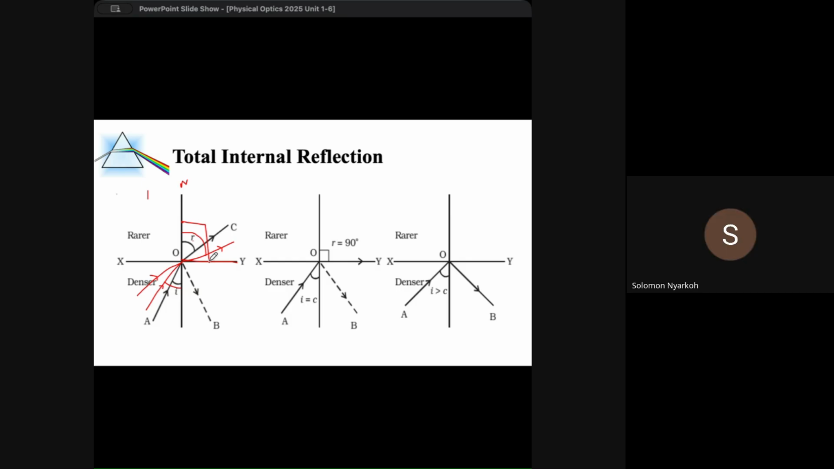90 degrees. Now, a situation where we have the incident angle moved to a point and the angle of refraction is 90 degrees, this incident angle we call what? Critical angle. It doesn't remain the incident angle, it becomes the critical angle. That is the point where we have the angle of refraction at 90 degrees. This is very, very important.